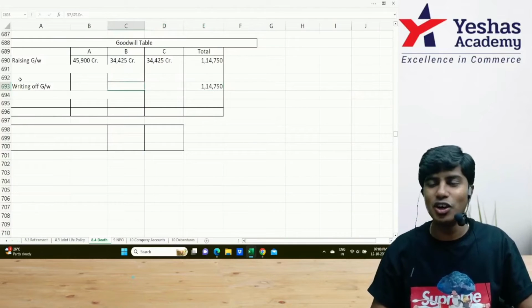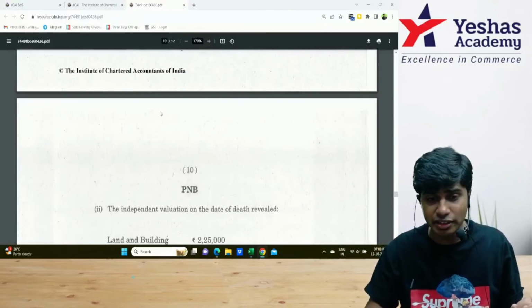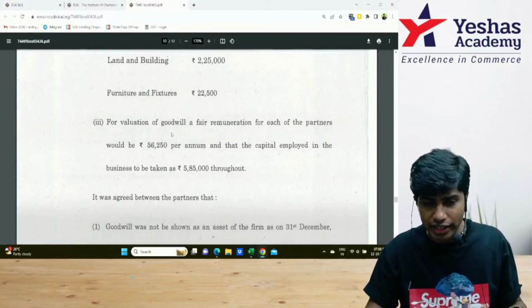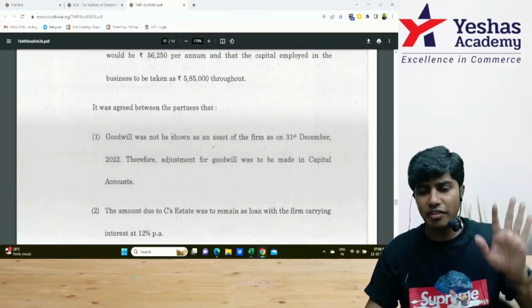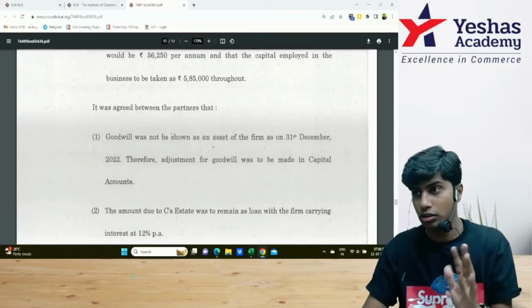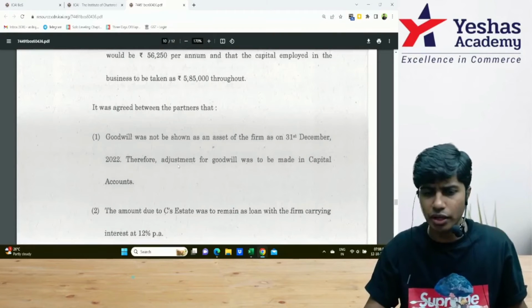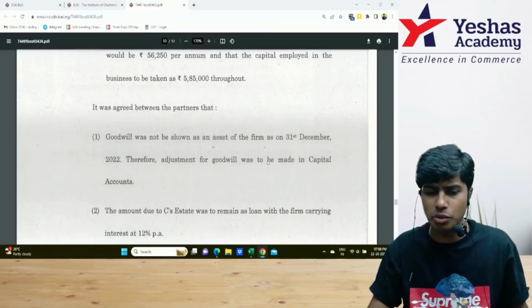1,14,750 into 4. What is their profit sharing ratio after death? Have they told us that right now? Don't know. Okay, we will wait. We will not write it right now, because we don't know. Goodwill was not to be shown, so we'll adjust it, don't worry. Therefore, the adjustment for goodwill was to be made in capital accounts.